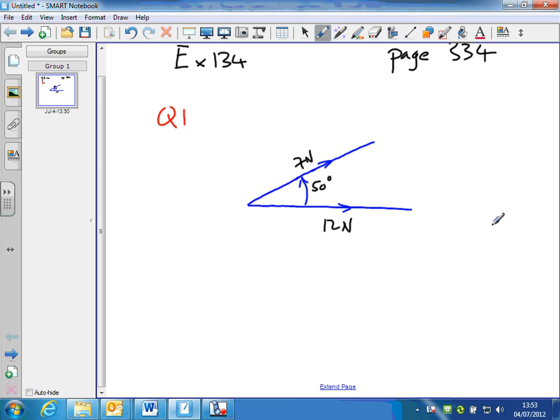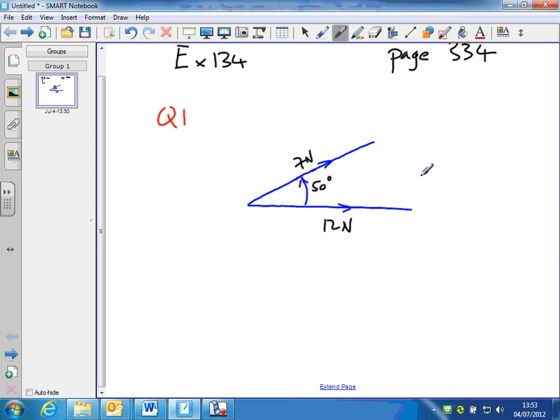So if we assume the 12 Newton force is acting horizontally, it's up to us there, but along our reference line, which is 12 newtons horizontally, then we can take all angles from that point, from the positive x-axis. So we measure 50 degrees anti-clockwise from this positive x-axis. And we're after the size of the resultant. So the resultant is going to be some sort of line here. And we've got to find out what the size of that resultant is and the angle that that resultant makes with our reference, which is the horizontal positive x-axis.